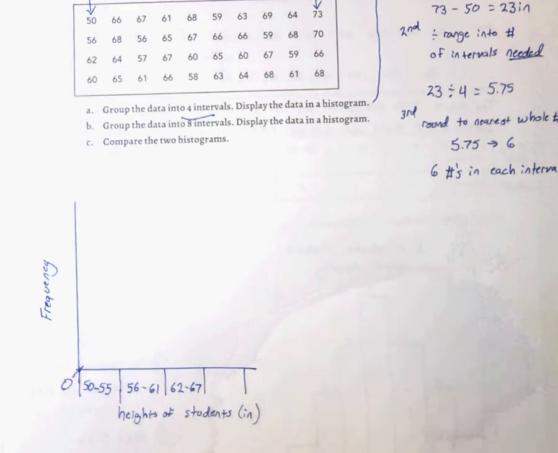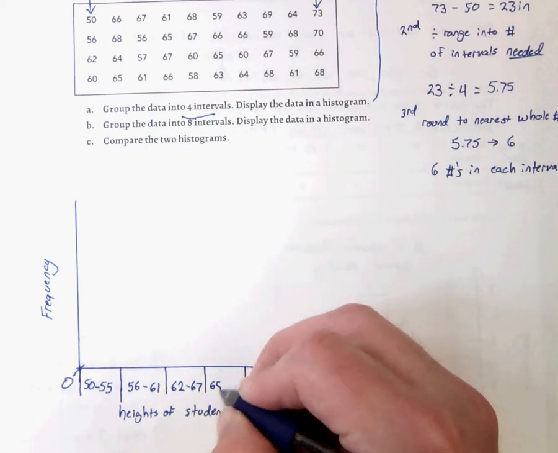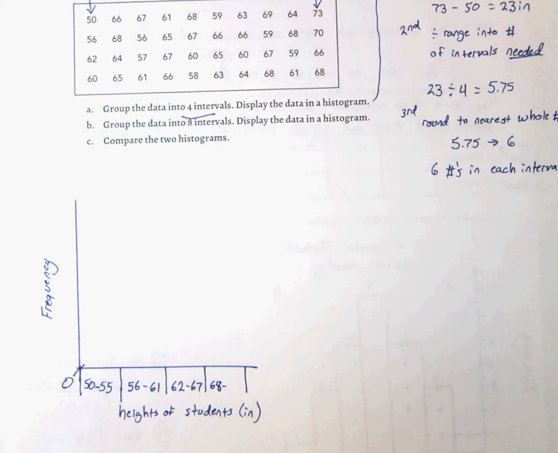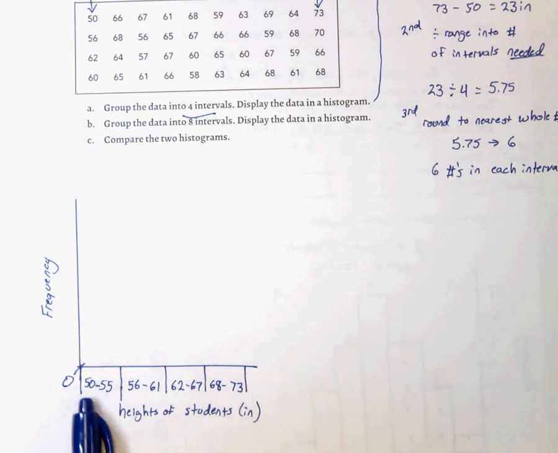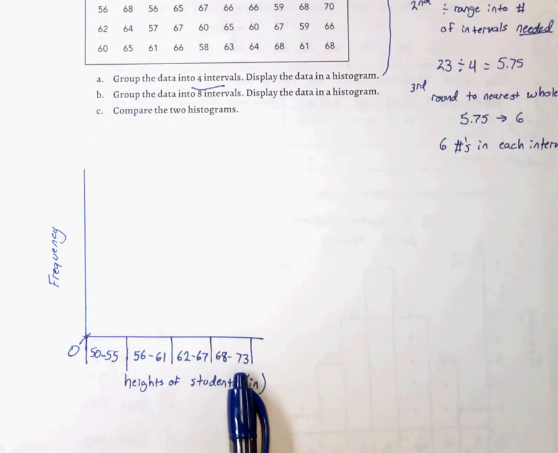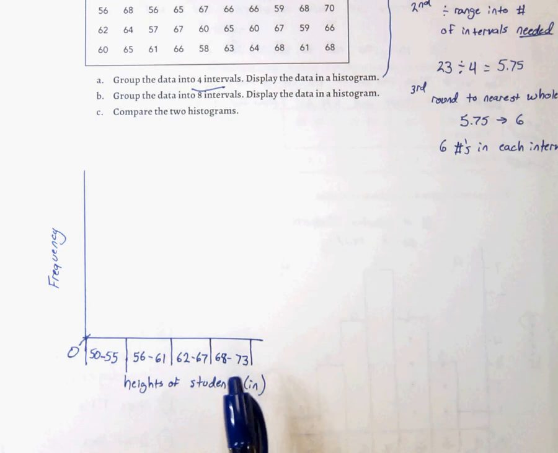Guess what? We went from our minimum 50 all the way to our maximum 73. It worked out nicely. If it doesn't, you probably screwed up somewhere. You should always double check your work. Recount, use your hand, use whatever strategy is possible to you. Alright, next, I need numbers. So, what am I going to do?